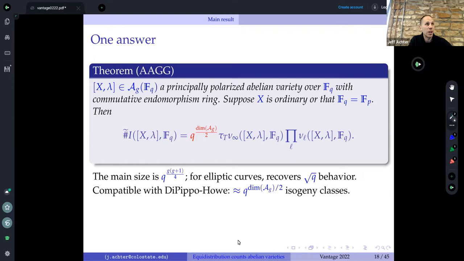abelian varieties, or its square root rather. And so the main size is about Q to the G times G plus 1 over 4, which when G is 1 gives you root Q. And this is compatible with the kind of silly guess. If you took my flat guess from the first case, from the first slide, and used this fact that Everett and Steve DePippo proved back in the 90s that there are about this many isogeny classes, the naive guess is that, remember, all the abelian varieties should be uniformly distributed among these things. And so this order of growth is kind of what you would have guessed before you started, if you were going to make a guess.